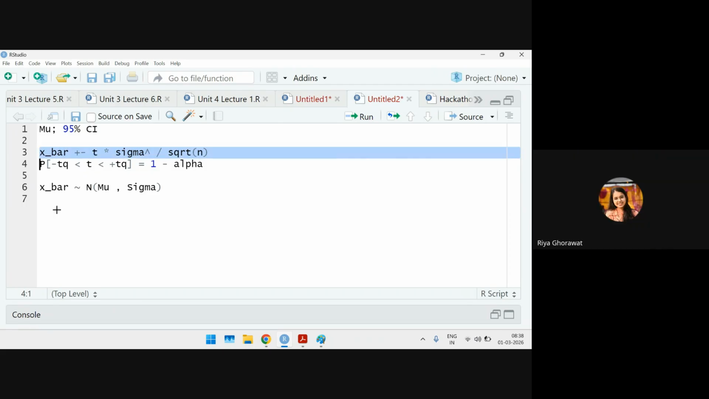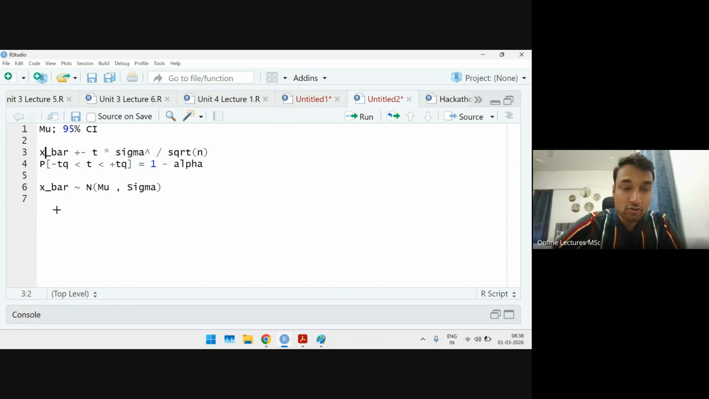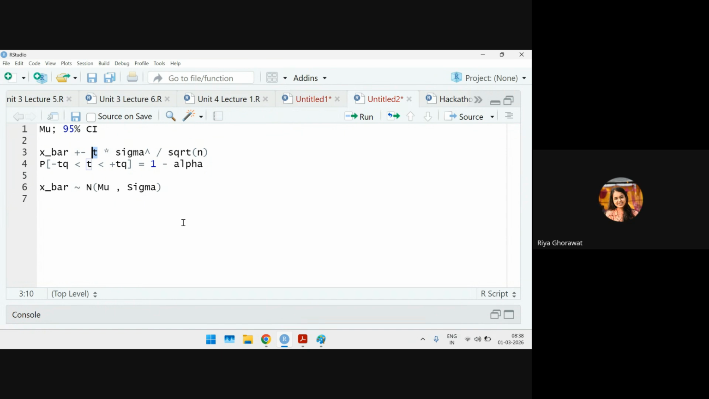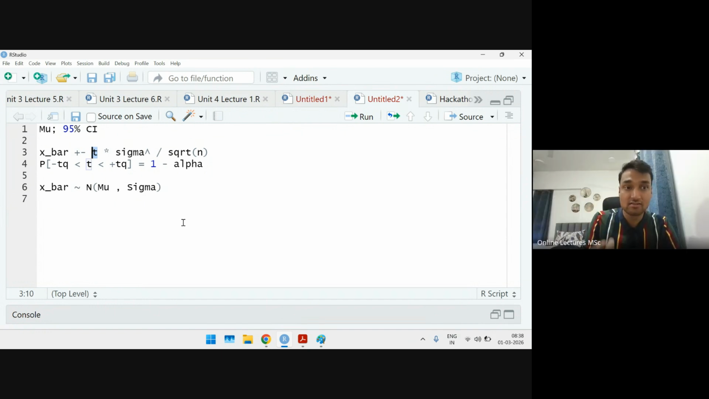Correct. So this statement assumes that things were following normal. Since your sigma was unknown, you estimated sigma. Hence, your distribution boils down to the t distribution. Now, I boiled down to t because I assumed normality, correct? Yes. If that very base crux of my normality is not satisfied, would I be able to get here? No, right?